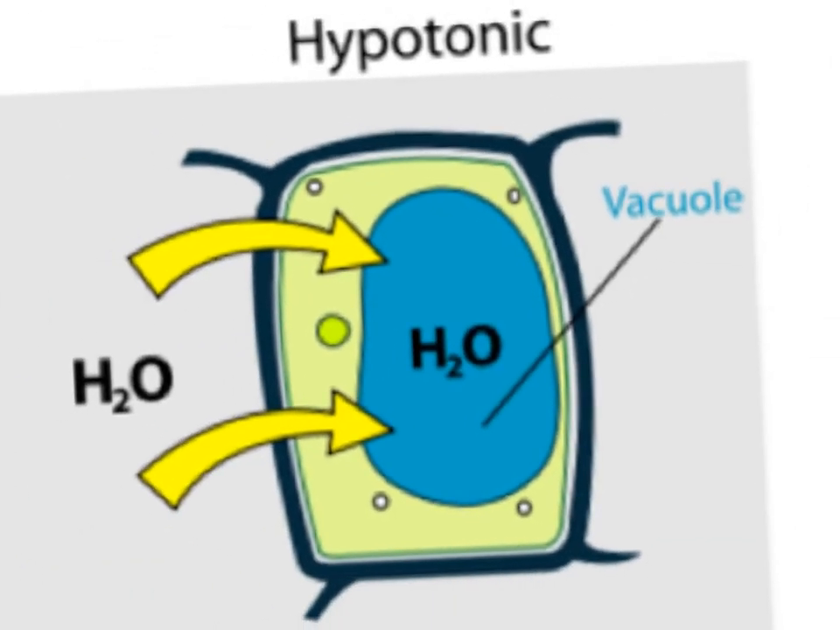Finally, you have your hypotonic solution. Think of a hippo getting big. In this case, we have a lot of materials inside the cell and very few on the outside. Remember, water waters it down, so the water is going to go into the cell.